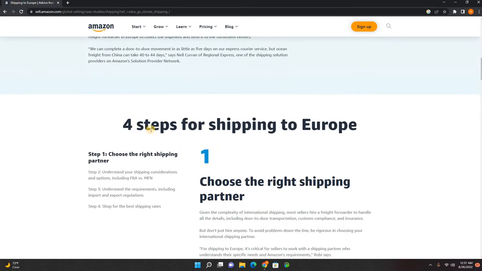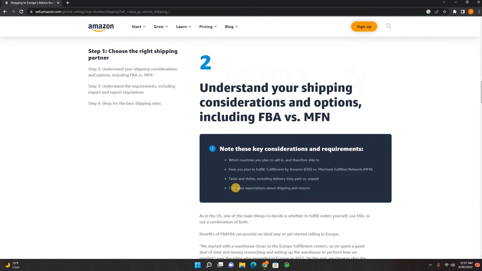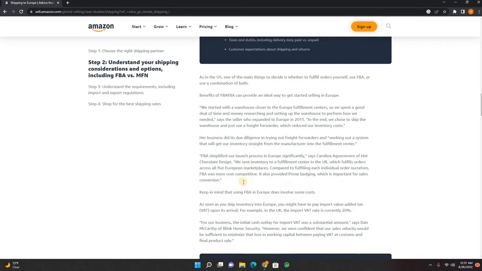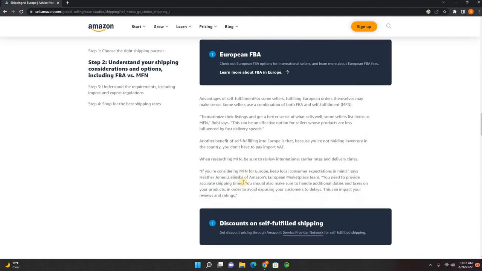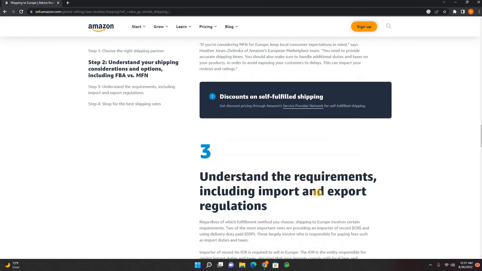4 steps for shipping to Europe. Choose the right shipping partner. Step 1. Understand your shipping. Step 2. Step 3. Understand the requirements, including import and export regulations.